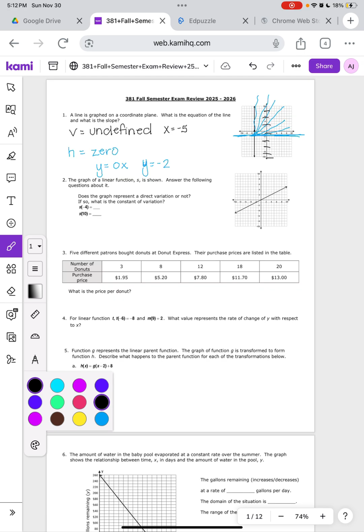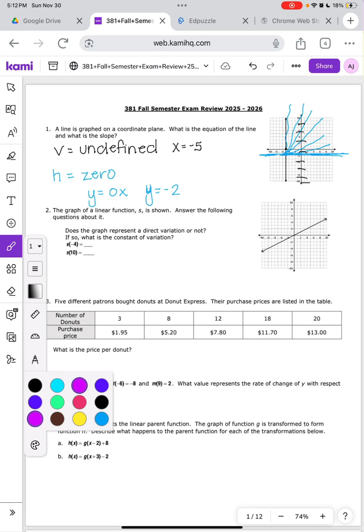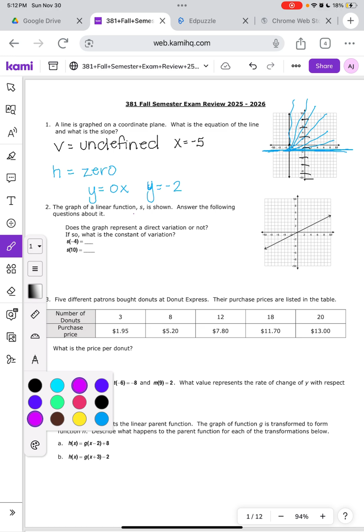All right, 1 question down, 6 to go. Just kidding, not doing all these. Our next one is a quick one that I'm going to put in this video. It says the graph of a linear function S is shown. Answer the following questions about it. Does the graph represent direct variation? Direct variation, guys, is just another way of saying proportional.